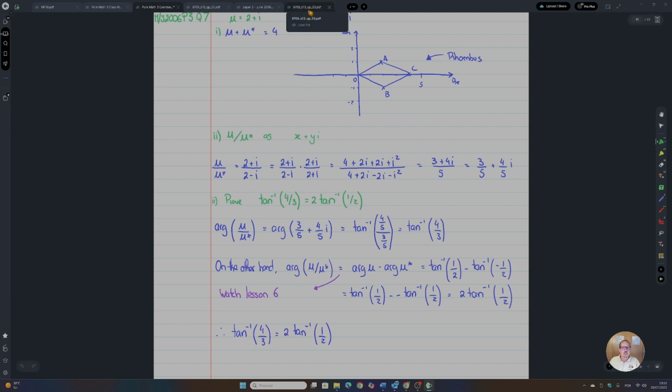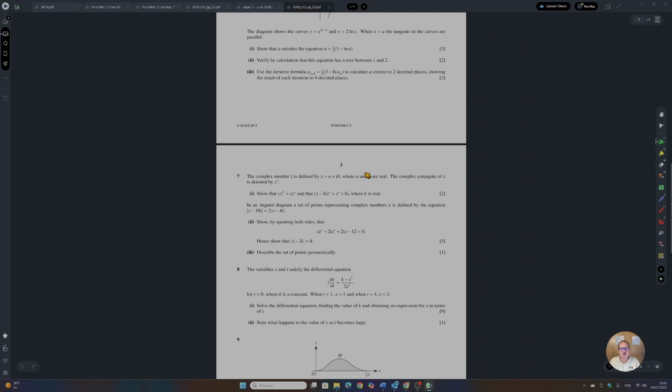Okay? Last exam question, Spring 2013, paper 33, question 7. The complex number z is defined by z equals a plus ib, where a and b are real. The complex conjugate of z is denoted by z star. Show that the modulus of z squared equals the product of z by its complex conjugate, and that the complex conjugate of z minus ki equals the complex conjugate of z plus ki, where k is real. Okay, too much for a 2-point question in my opinion.